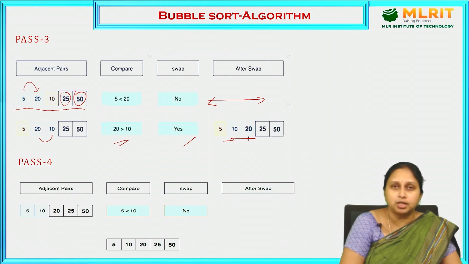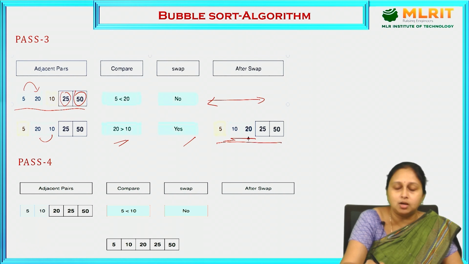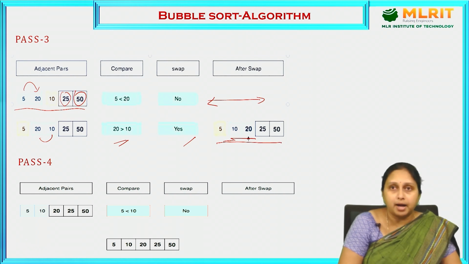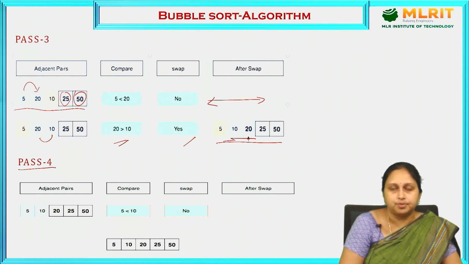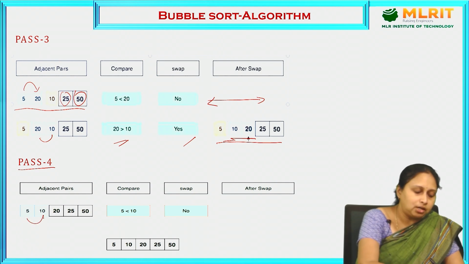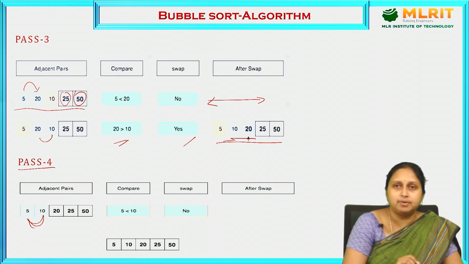Now if you check the elements, they are already in the sorted order. Now we can stop here. Why? Because all the elements are in the sorted order. But you see here, we are going for the next pass also. Why? Because you observe 5 and 10, these two elements have not been checked for whether they are placed in the sorted order or not. That's why this bubble sort algorithm is going to check the remaining two elements also.